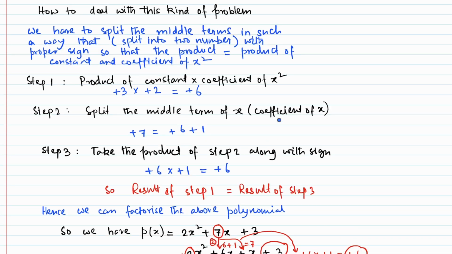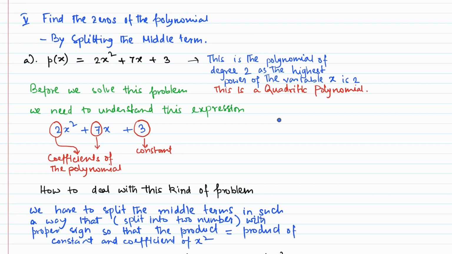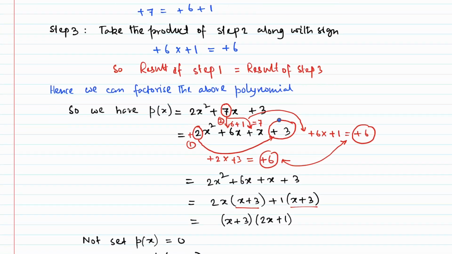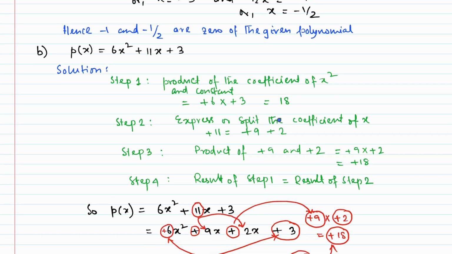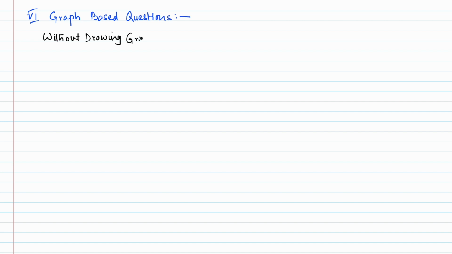So this is the fifth kind of problem, where we split the middle term and get the factors, and from those factors, when we make the polynomial px to 0, we can solve for x. Now the sixth kind of problem is graph based questions. These are very easy, we just need to be very careful and understand the concept of the graph and its relation with the polynomial, then we can easily find out. Now the question comes like this: without drawing the graph, state the number of zeros.